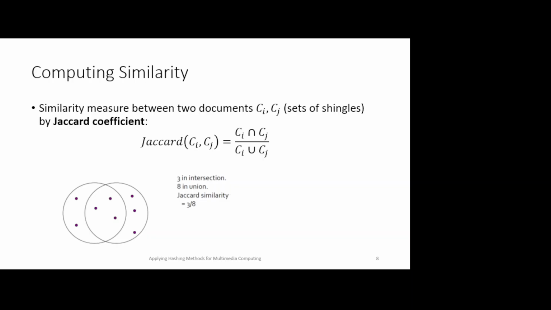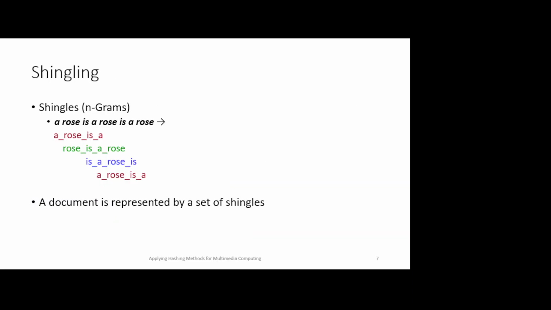After we extract the shingles of any two documents, we want to measure the similarity between the two documents, C1 and C2. Each one we use the previous method to extract features. Let me show you. First we want to extract some features from the documents.